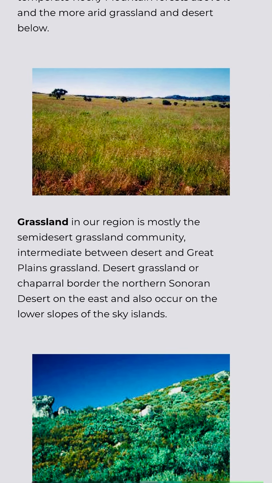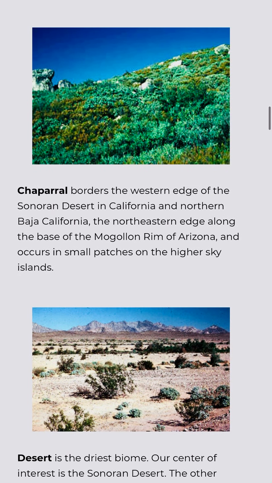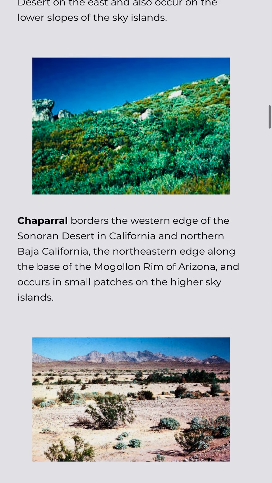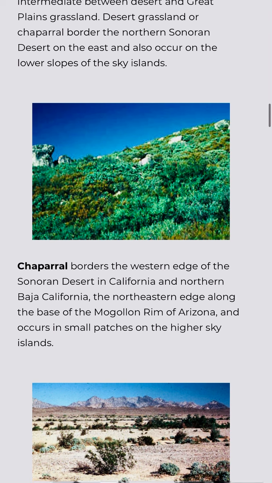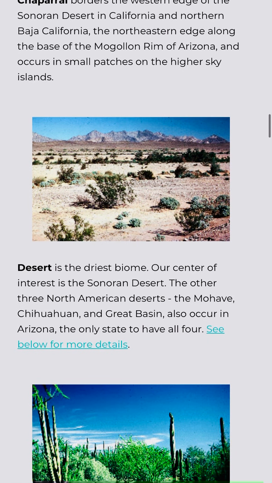Grassland in our region is mostly the semi-desert grassland community, intermediate between desert and Great Plains grassland. Desert grassland or chaparral border the northern Sonoran Desert on the east and also occur on the lower slopes of the Sky Islands. Chaparral borders the western edges of the Sonoran Desert in California and northern Baja California. The northern edge at the base of the Mogollon Rim in Arizona occurs in small patches in the higher Sky Islands. Desert is the driest biome.